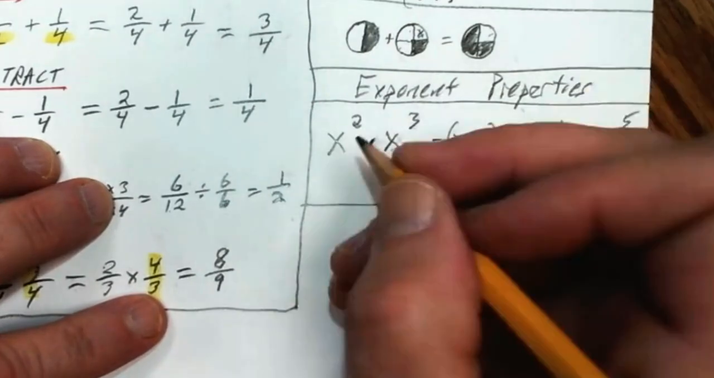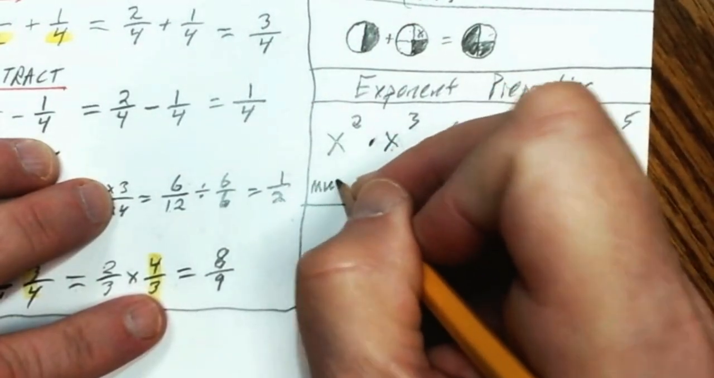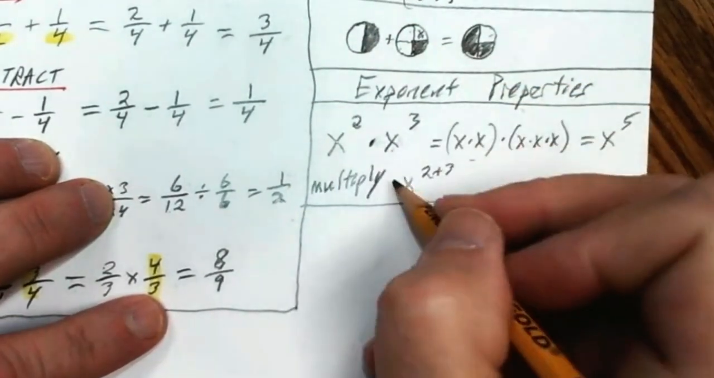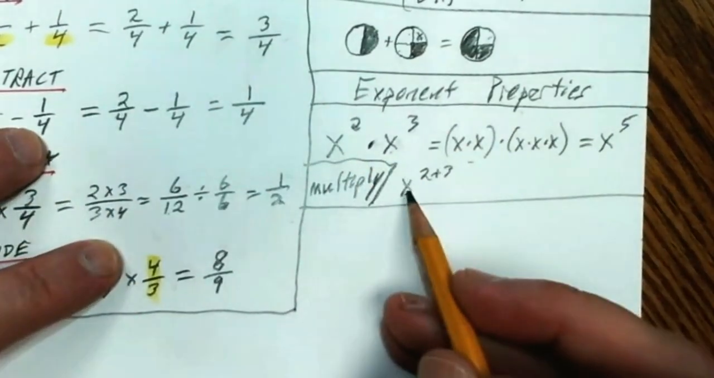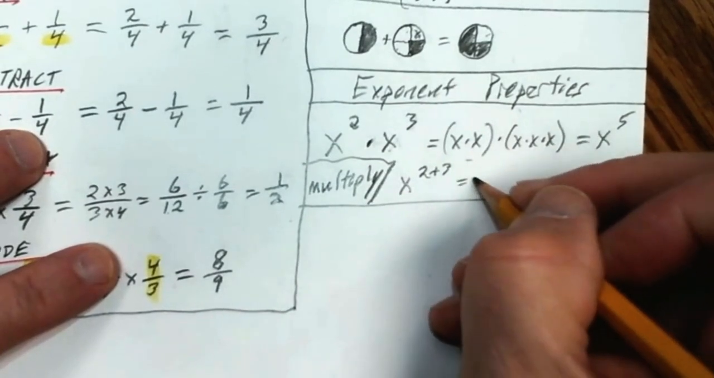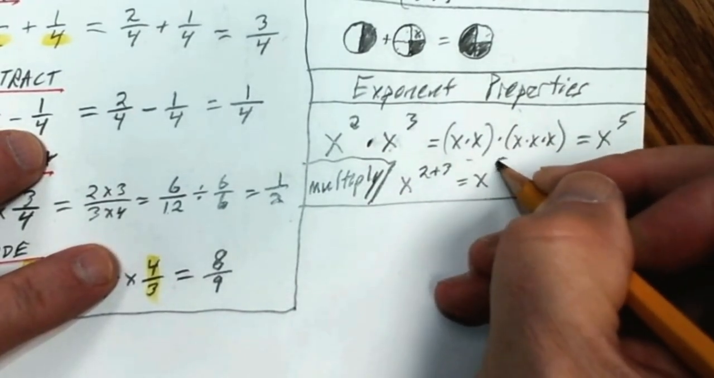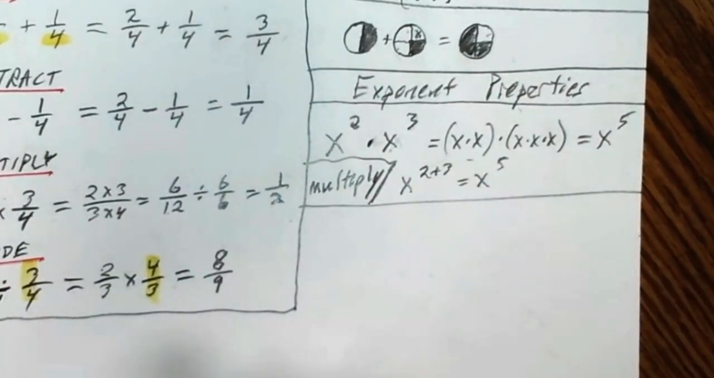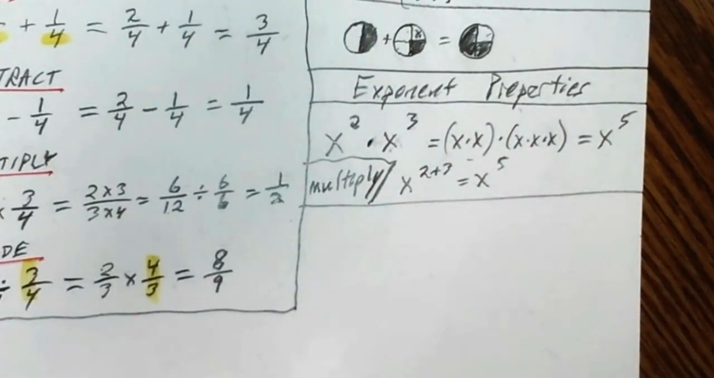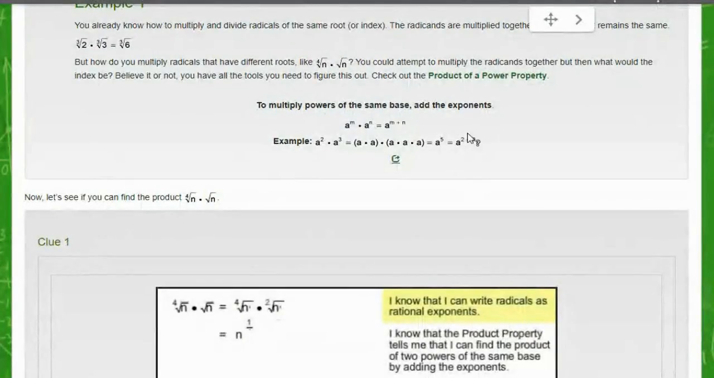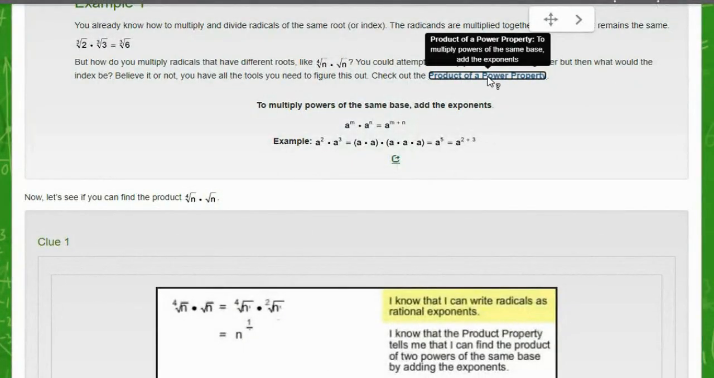Multiplying. So I guess I should write multiply over here. When multiplying exponents, we can just add them together. The one it was wanting us to review was the product of a power property. Yeah, to multiply powers of the same base, add the exponents.